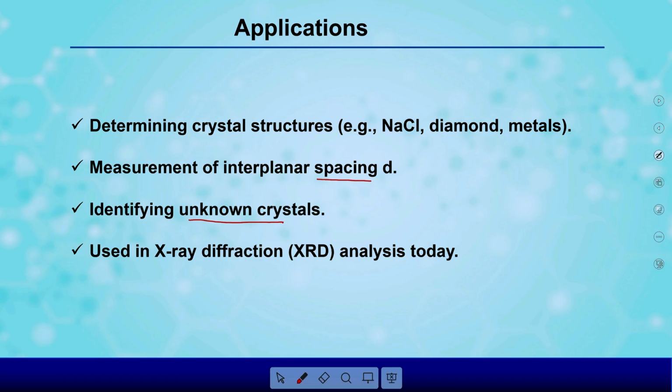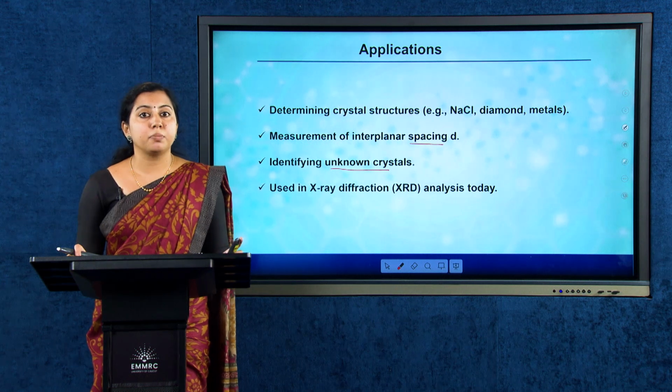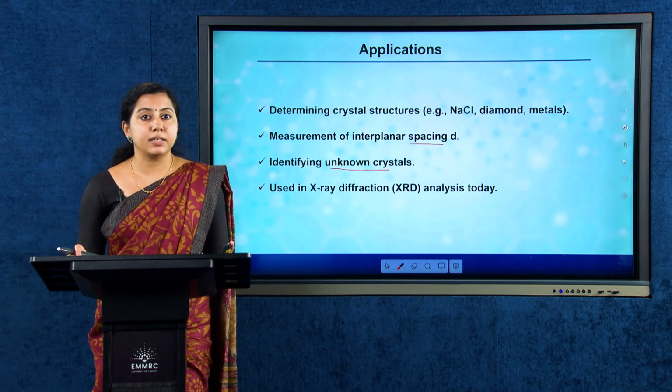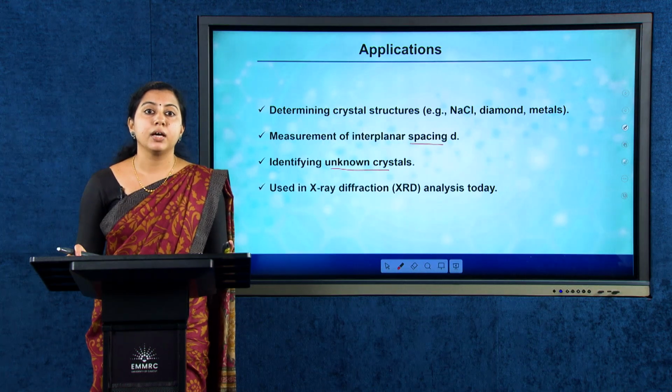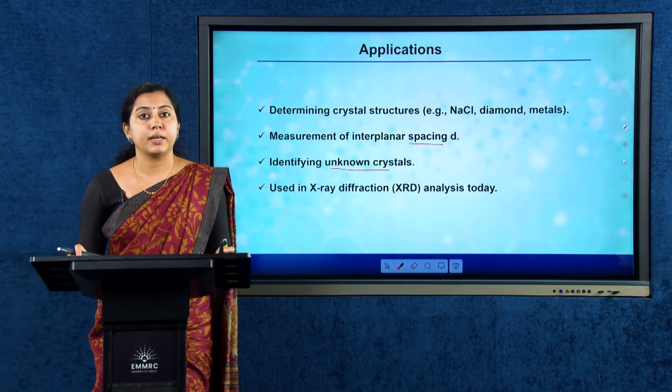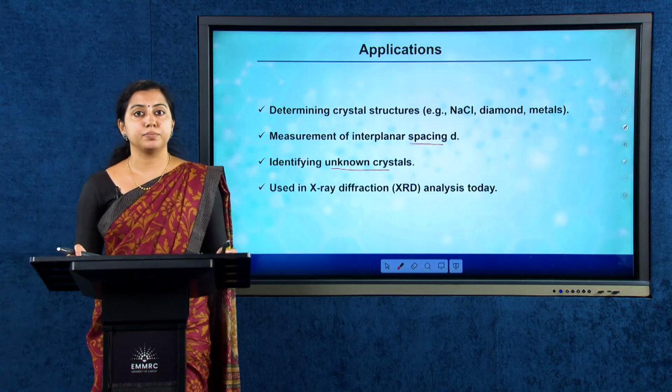So, these are the applications of the rotating crystal method. It helps in determining the crystal structures. It also helps in the measurement of interplanar spacing d. It also helps in identifying unknown crystals, and is also used in X-ray diffraction analysis, in all the modern techniques that we use today.